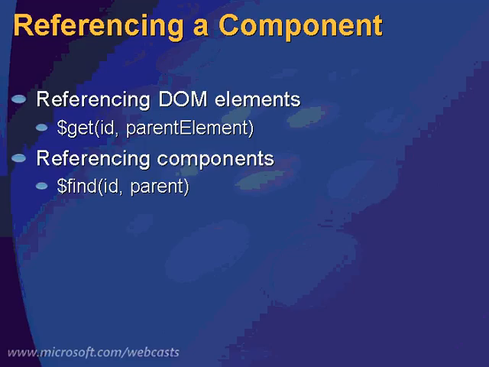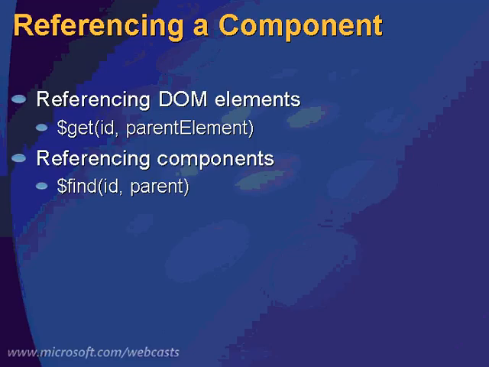So referencing a component, you just saw $get. If you call $get, passing in the ID of the component you want to get, what will typically get called is document.getElementById. And if you pass in a parent element, you'll typically call parentElement.getElementById. However, there's a differing implementation in some of the browsers on how this works. In some cases, you won't call parentElement.getElementById. It will actually iterate through the child elements and find that child element. So this is very convenient for you to get a reference to a DOM element.